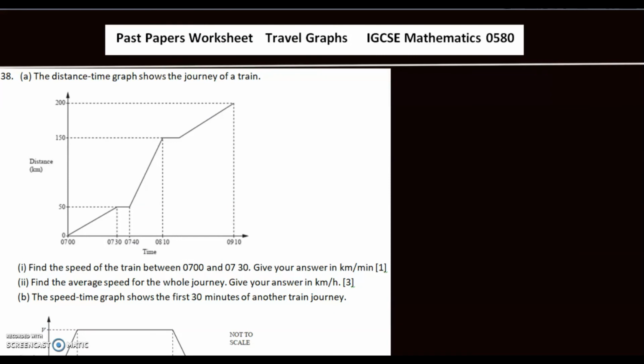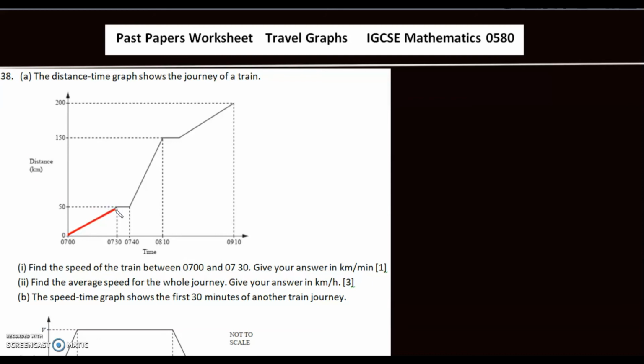The distance time graph shows the journey of a train. Find the speed of the train between 7 to 7:30. Give your answer in kilometers per minute. So in a distance time graph, speed is the slope. So we need the slope for this in kilometers per minute.